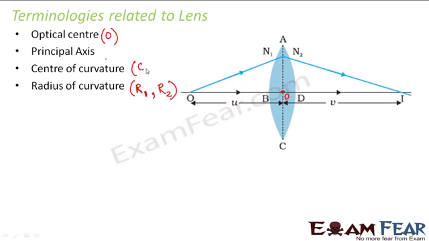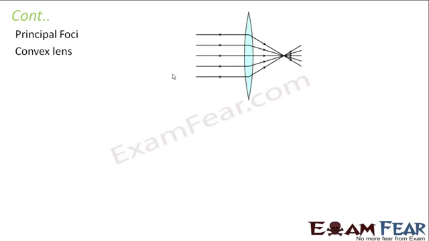Similarly, center of curvature is denoted by C1 and C2, because we have two centers of curvature, two radii of curvature. That is why we have notations for two. Next is principal focus. So what is principal focus in case of a convex lens?